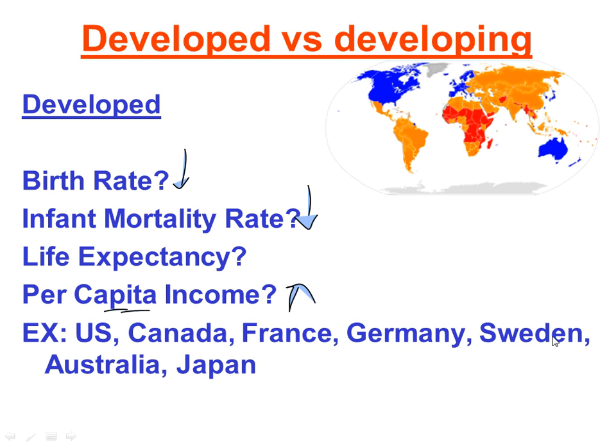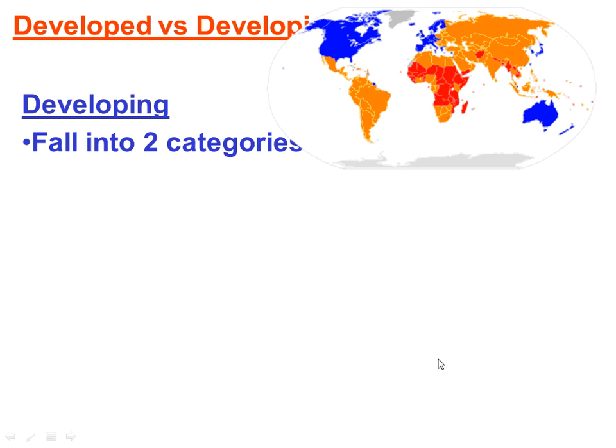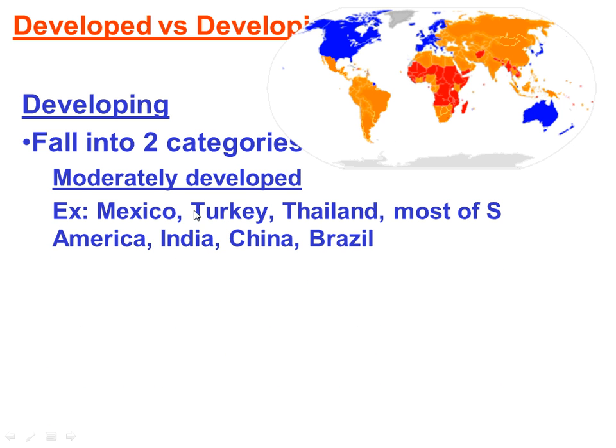Moving to our developing countries, we fall into two categories. We have our moderately developed countries. Some examples, you can see Mexico, Turkey, Thailand, most of South America, India, China, and Brazil. All of the orange countries here are considered moderately developed. So you can see Northern Africa. These are kind of in between countries, and we're going to compare the statistics between a highly developed country, a moderately developed country, and a less developed country on the next slide.